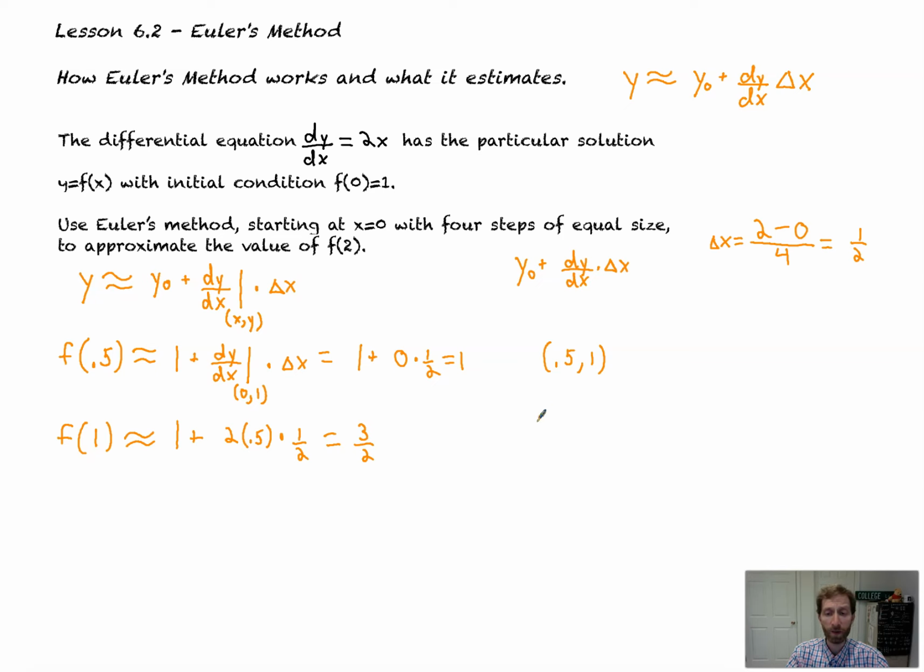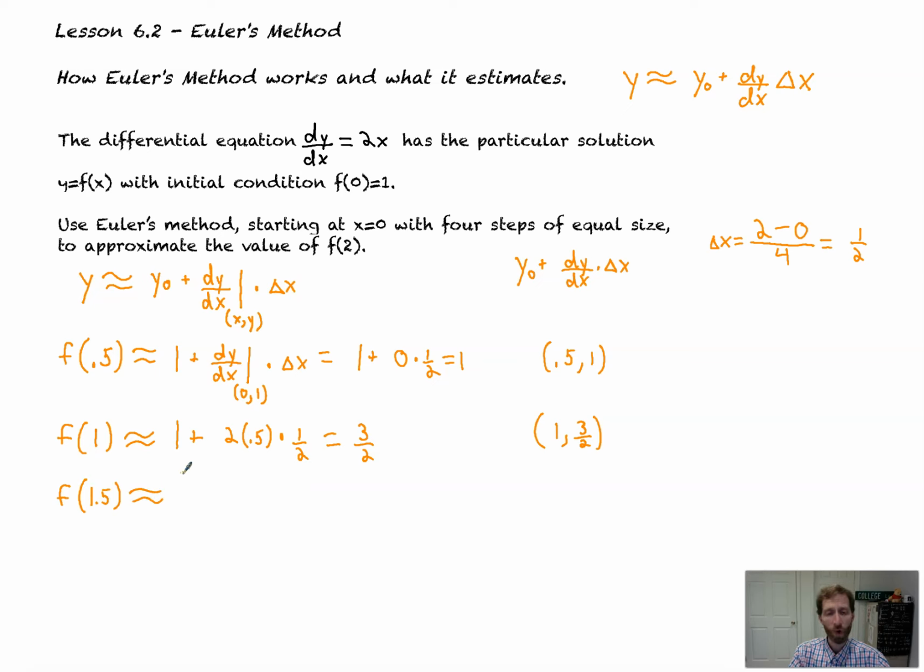Okay, what does this mean? Well, we just went to a value of 1, and f of 1 is approximately 3/2 or 1.5. Approximately. Is that point on the curve? Oh no, definitely not. But it's an approximation. Let's do it again. So now we take f of 1.5. That's what we're going to approximate.